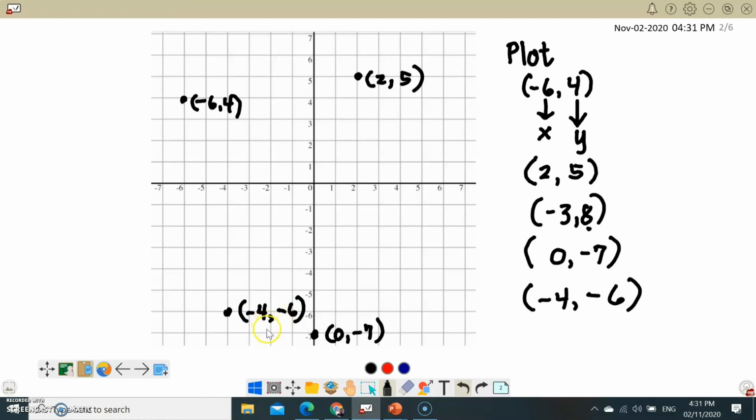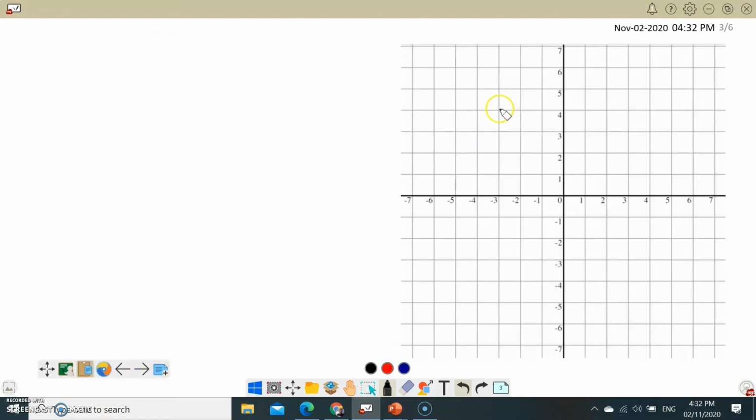Okay? Now, what if we're going to reverse it? Given the point, let's identify the ordered pair or the coordinate of the point. Say we have here, the point is here. Now, what is the coordinate of this point? So we're going to look down. So it is negative 3. So the value of x is negative 3. And positive 4. So we have the coordinate negative 3, positive 4.